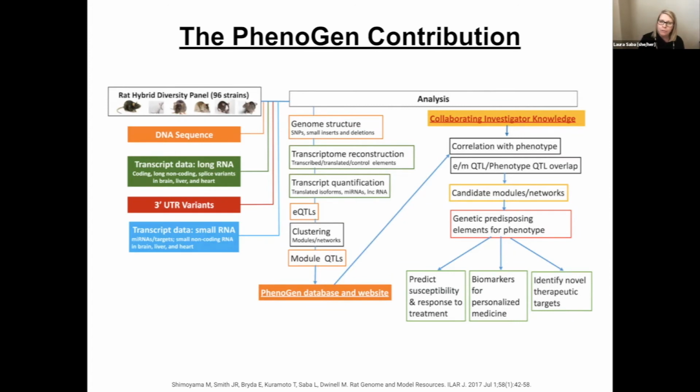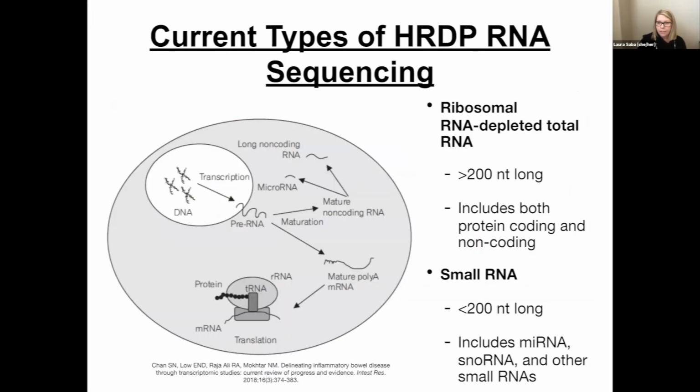So when it comes to the transcriptome information, Phenogen and our group in Colorado has been collecting transcriptome data both on long RNAs and short RNAs, so protein coding and non-coding, and small things like microRNAs, and building up those databases for people to take advantage of. Like I said, we do both ribosomal RNA depleted total RNA, so really getting anything long that is in the cell, and then also taking the smaller RNAs and doing them separately. It requires slightly different library prep techniques and sequencing techniques. So we just separate by size and do it all.